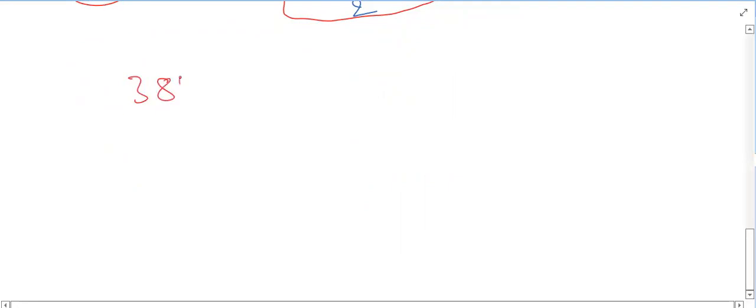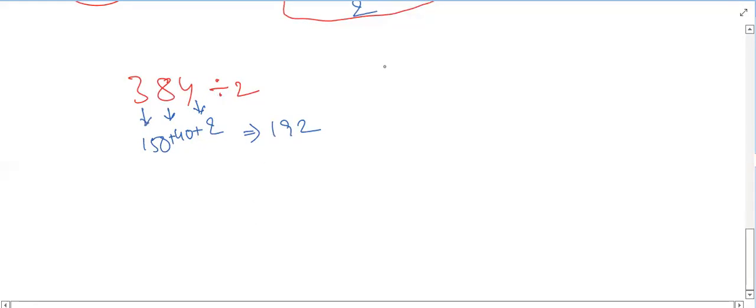Suppose a number like 384 divided by 2 is given. Ashwin, please respond. Half of 300 is? 150. Half of 80? Sir, 40. And half of 4 is? 2. Altogether it is? 150 plus 40 is 190, plus 2 is 192. Got it? Okay, sir.